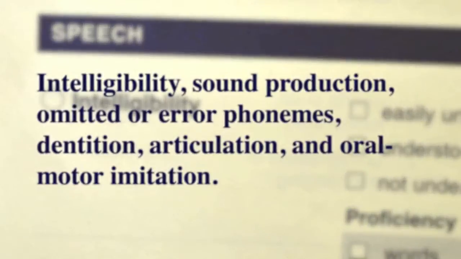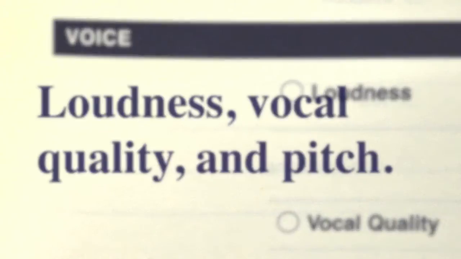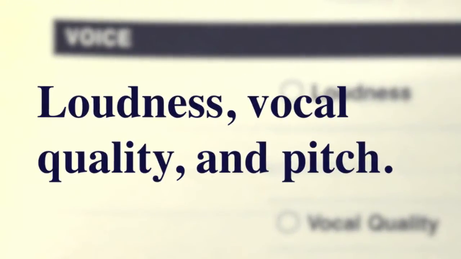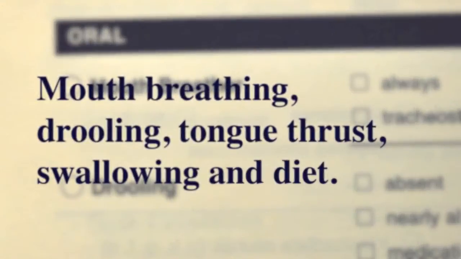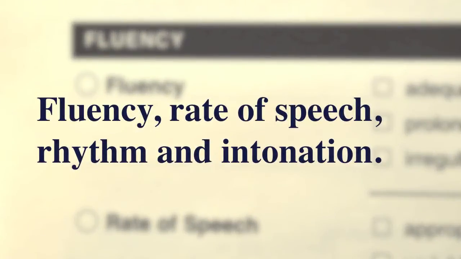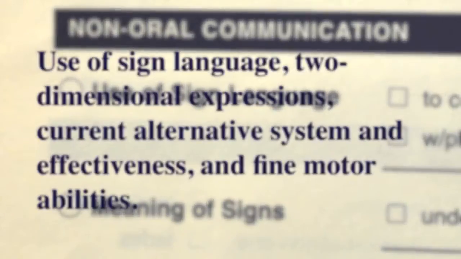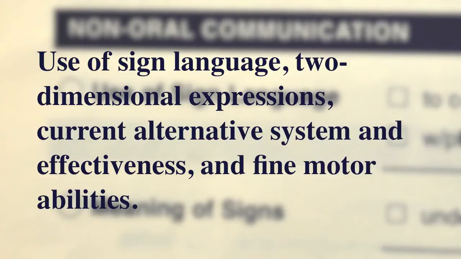Speech. This assesses intelligibility, sound production, omitted or error phonemes, dentition, articulation, and oral motor imitation. Voice. This covers loudness, vocal quality, and pitch. Oral. This assesses mouth breathing, drooling, tongue thrust, swallowing, and diet. Fluency. This covers fluency, rate of speech, rhythm, and intonation. Non-oral communication. This assesses the use of sign language, two-dimensional expressions, current alternative system and effectiveness, and fine motor abilities.